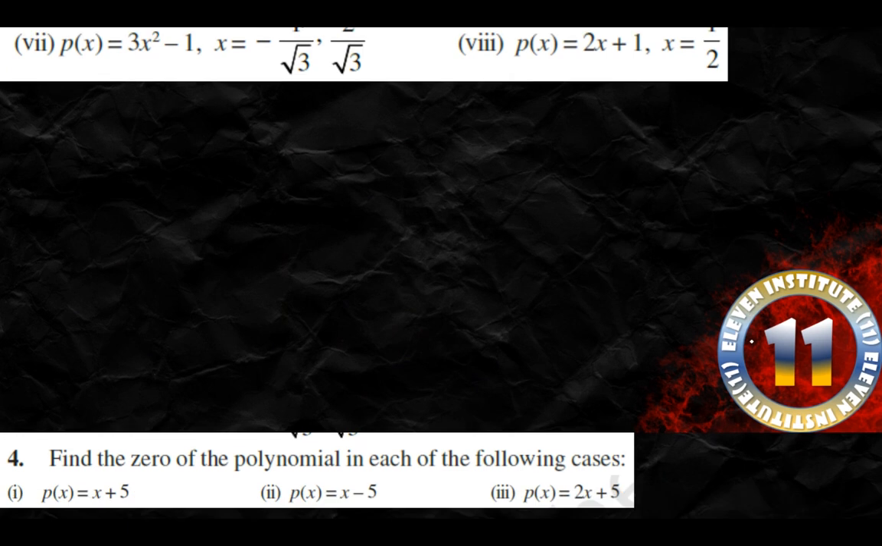Let us move to the next question, number 4. And again there are many sub questions. 3 of them are getting reflected on our screen. Let us see. Find the 0 of the polynomial in each of the following cases. Very easy. We have to find the 0. So what we will do, we will make the polynomial itself as 0, and we will solve to get the answer of x. So let us see the solution.